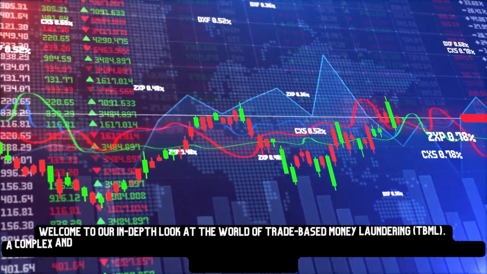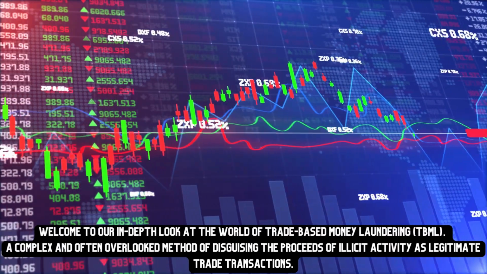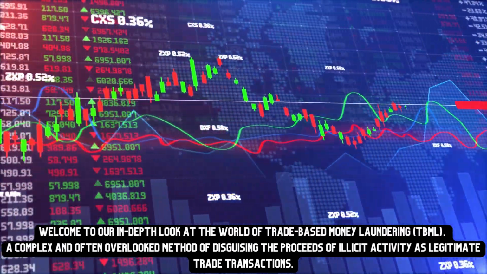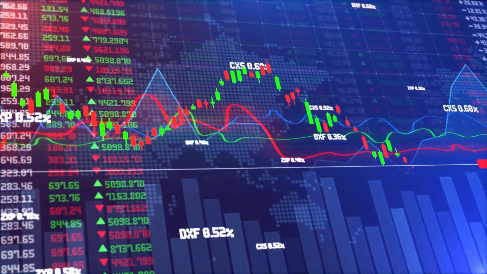Welcome to our in-depth look at the world of trade-based money laundering, TBML. A complex and often overlooked method of disguising the proceeds of illicit activity as legitimate trade transactions.